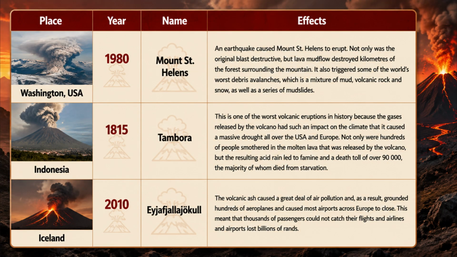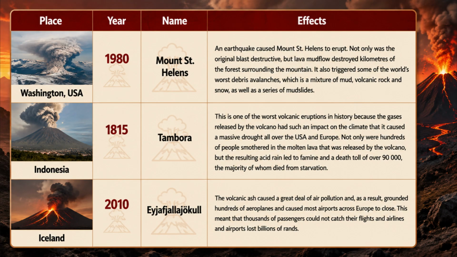Washington, USA. 1980. An earthquake caused Mount St. Helens to erupt. Not only was the original blast destructive, but lava mudflow destroyed kilometers of the forests surrounding the mountain. It also triggered some of the world's worst debris avalanches, which is a mixture of mud, volcanic rock, and snow, as well as a series of mudslides.